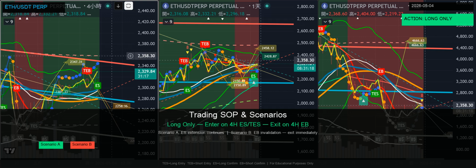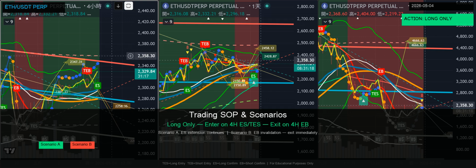If you are currently flat, the 4-hour ES is your current entry trigger. However, if price has already moved significantly away from the ES signal, do not chase. Instead, wait for the next clean entry, either a 4-hour pullback followed by a new TES, or a fresh 4-hour ES signal. Entering at a clean signal level is always better than chasing a move. If you are already holding a long position, you can continue to hold.